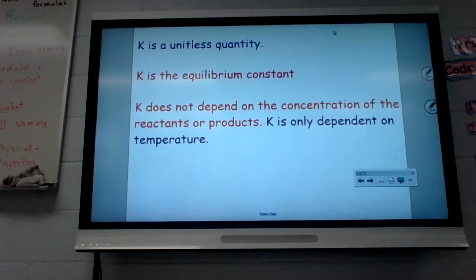K is called the equilibrium constant. It doesn't depend on concentration, it only depends on temperature. So when we calculate it, it'll say calculate the equilibrium constant at 325 Kelvin. If you change the temperature to 350, that equilibrium constant is no longer valid. So it will always give you the temperature, but we will never plug the temperature in to calculate it.